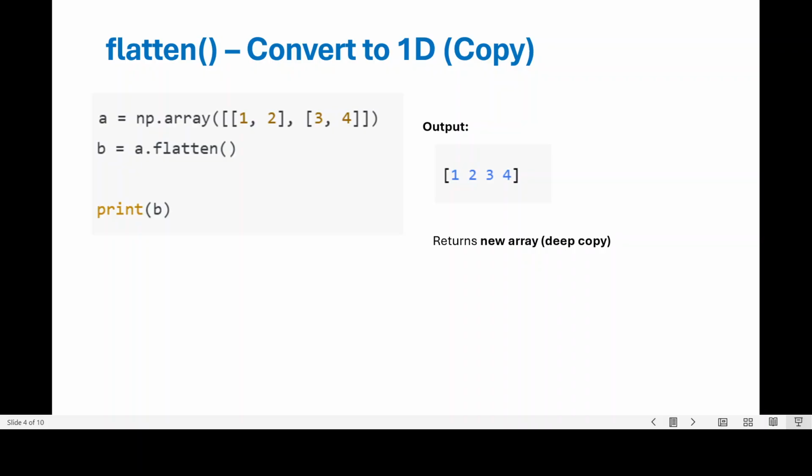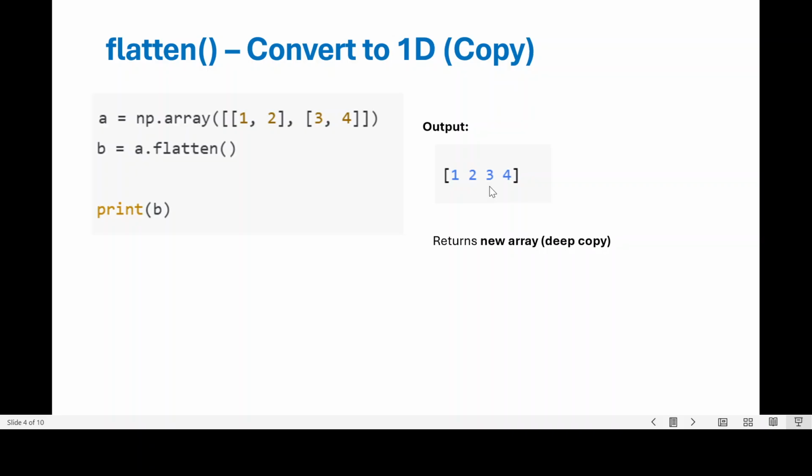Here I am creating a two-dimensional array by using the function np.array() and storing it in variable a. This array contains 2 rows and 2 columns. Then b = a.flatten(). The flatten() function converts the two-dimensional array into a one-dimensional array. The converted array is stored in b. Since flatten() creates a new array, b has its own memory. Then print(b). This statement prints the one-dimensional array stored in b.